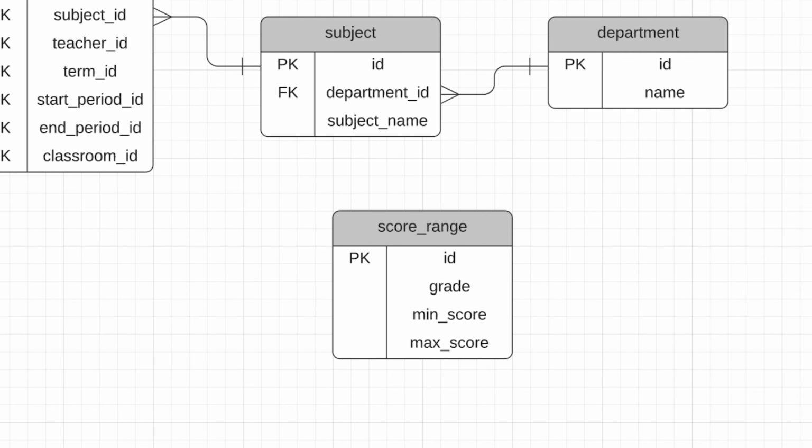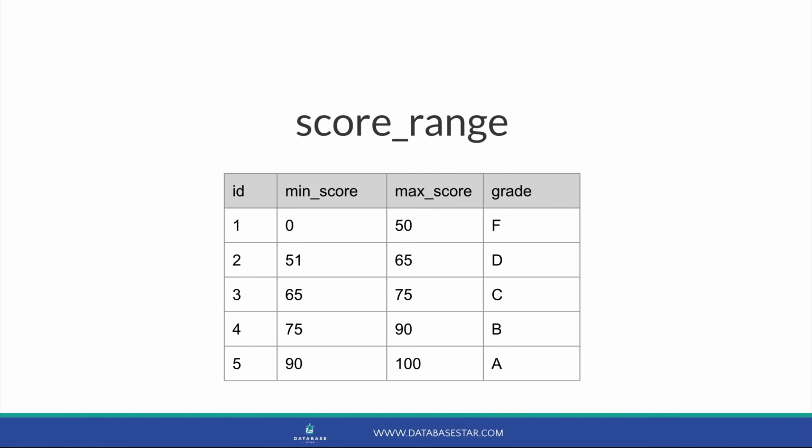Also, I haven't added any foreign key links here because these score values don't link to identifying columns or primary keys in the other tables. They can be used in joins but may use the greater than and less than operators. Now that we have this score range table, this is what it would look like. We can see some min and max values along with the letters.